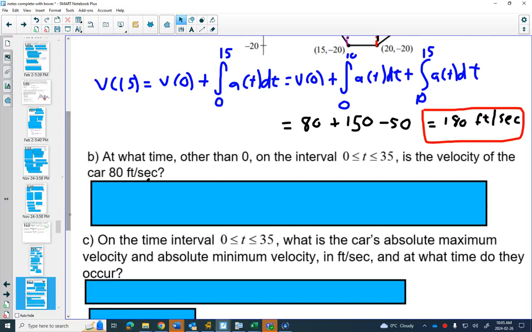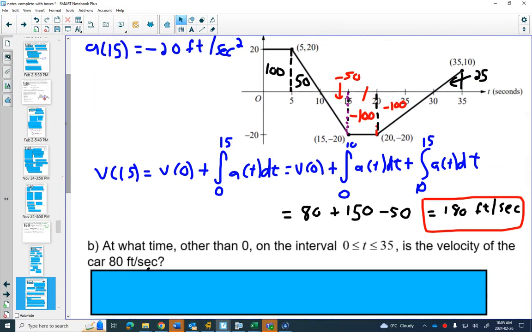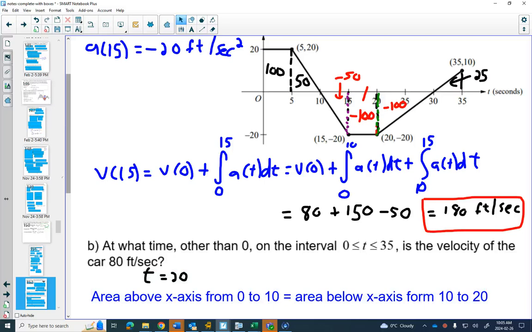At what interval other than 0 is the velocity of the car 80 feet per second again? So again, if this is accumulation of change, we started at 80. This would mean you added 150. Can you see that when you get to this green line, you've subtracted 150 after adding the 150? So we can use the graph and say that it will be true at time 20.